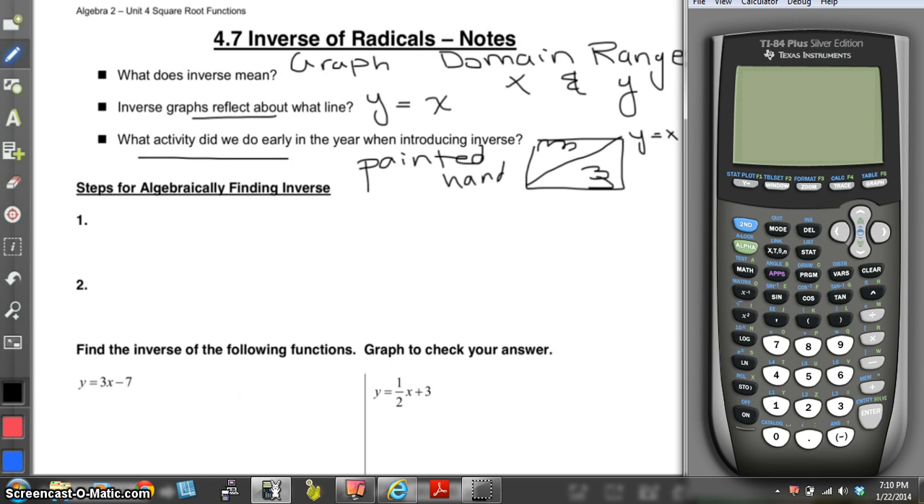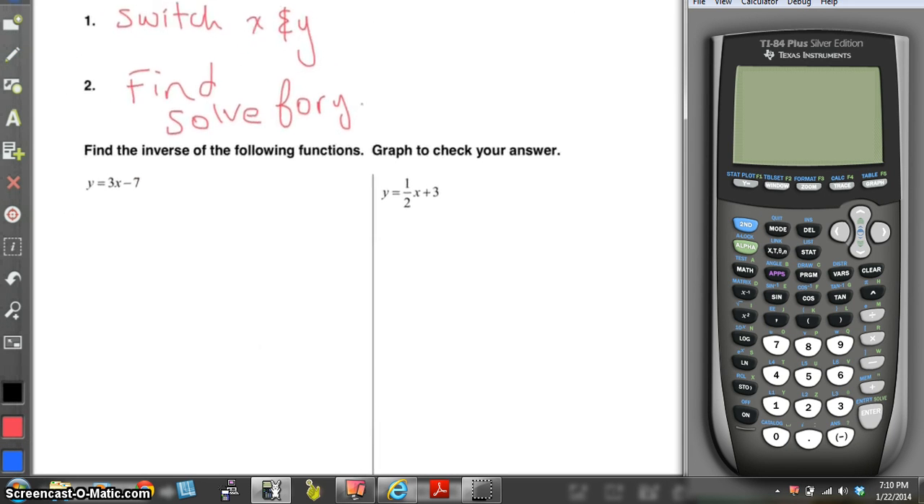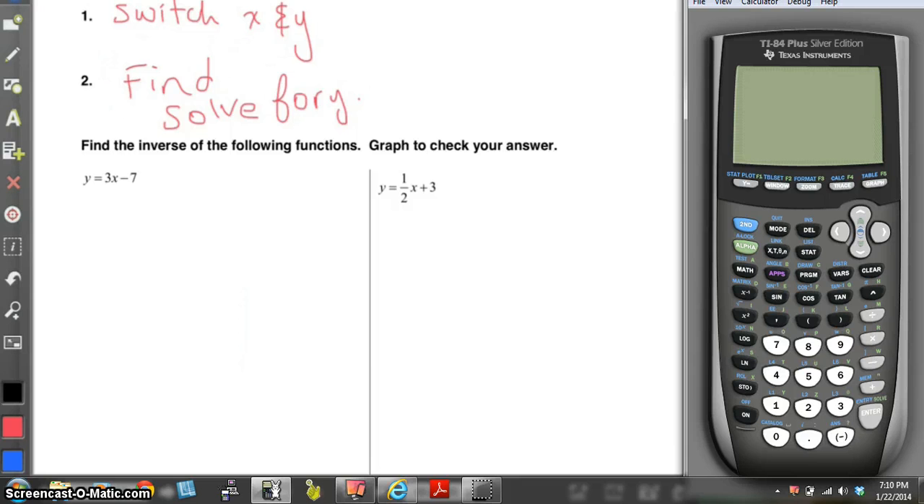Do you remember that? So in order to find algebraically the inverse of a function, you have to start, number one, with switching x and y, and then number two, you would find or solve for y. So with reviewing those, let's try to do those two linear functions.